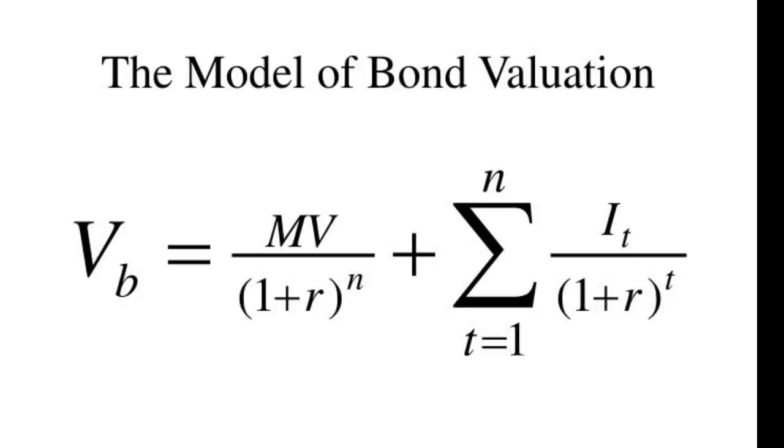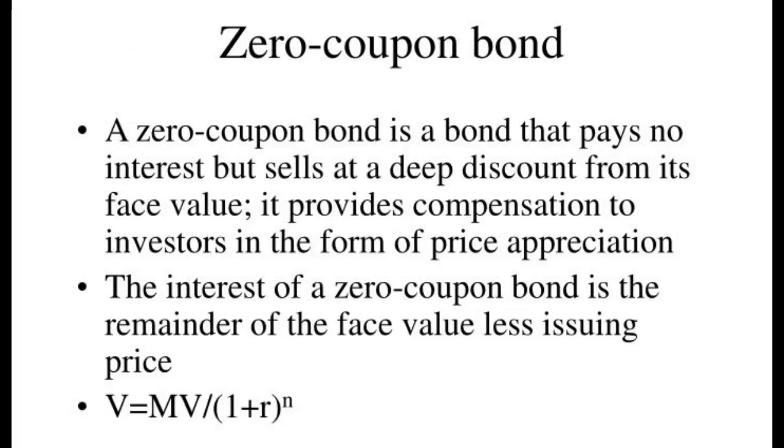The model of bond valuation. VB is equal to MB divided by (1 plus R) power n, plus the summation of interest divided by (1 plus R) power t. Zero coupon bond. A zero coupon bond is a bond that pays no interest but sells at a deep discount from its face value. It provides compensation to the investor in the form of price appreciation. V is equal to MV divided by (1 plus R) power n.